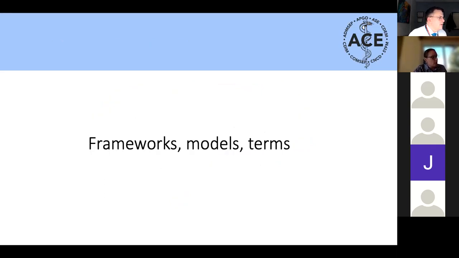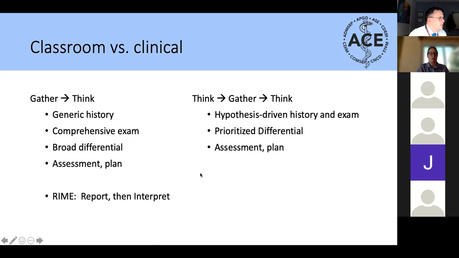I will now go through some frameworks and terms that are in the chapter and that, again, may be more or less familiar. If we think about this idea of a transition in thinking, I think things are shifting in medical schools, but we still traditionally teach students to gather information and then think about it. So we teach them in pre-clerkship how to take a generic history, how to do a comprehensive exam on all of the body systems, formulate a broad differential, and come up with an assessment and plan.